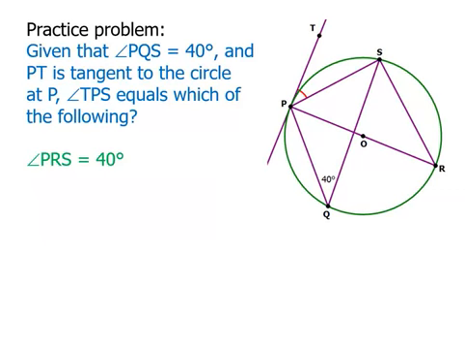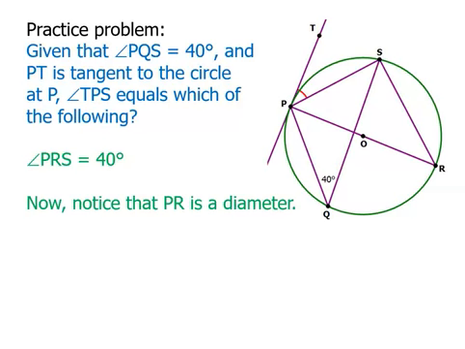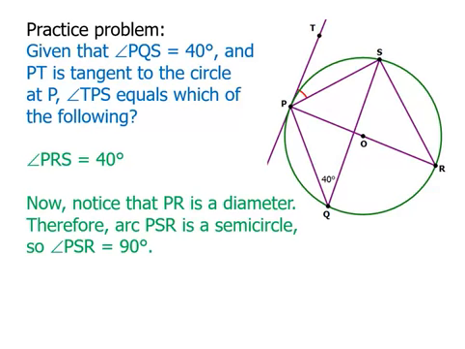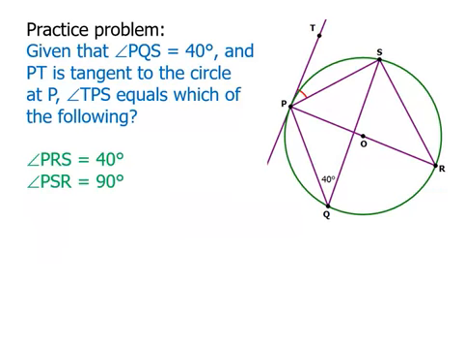Well, now look at the angle at S. We know that PR is a diameter. And PSR is an angle inscribed in a semicircle. So that has to be a right angle. So PSR is 90 degrees. Well, now if we just look at the triangle PSR, we have the angle at R, we have the angle at S, we can find the angle at P. The angle at P has to be 50 degrees.